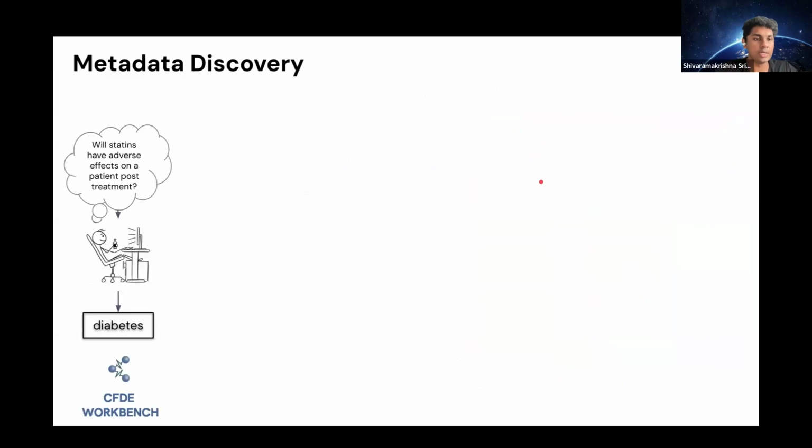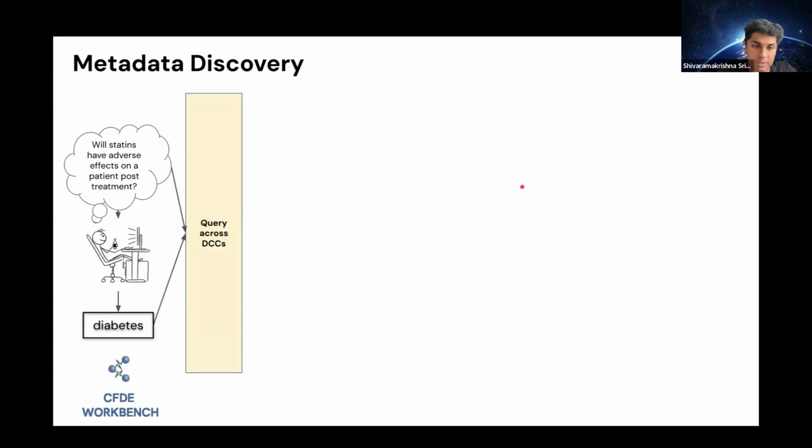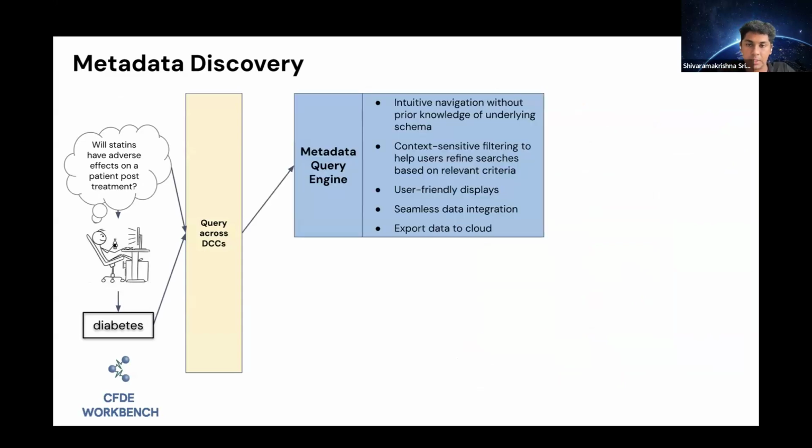Moving on, I'll talk a little bit about how a user might want to discover metadata through the CFDE DRC portal. So let us consider the use case where a user has a question as to whether statins have adverse effects on a patient post-treatment, particularly with respect to diabetes. So the user would perform a query across these DCCs and may do so in two ways. The first way is through the metadata query engine, which shall be the focus of this talk. And this provides an intuitive navigation without prior knowledge of the underlying schema.